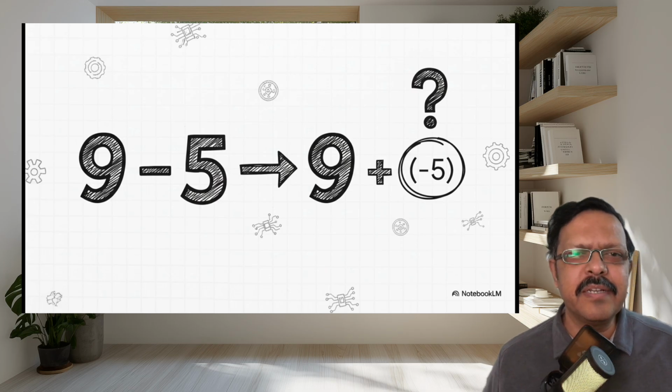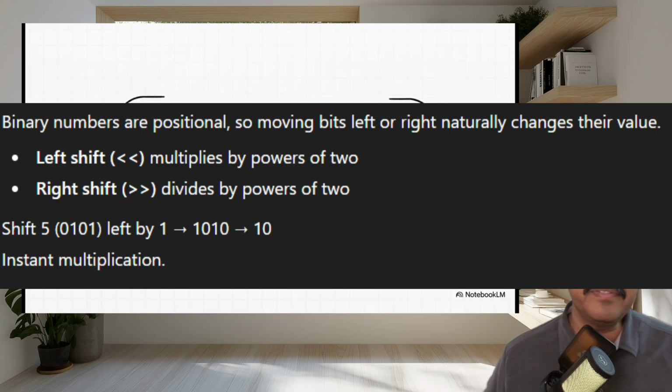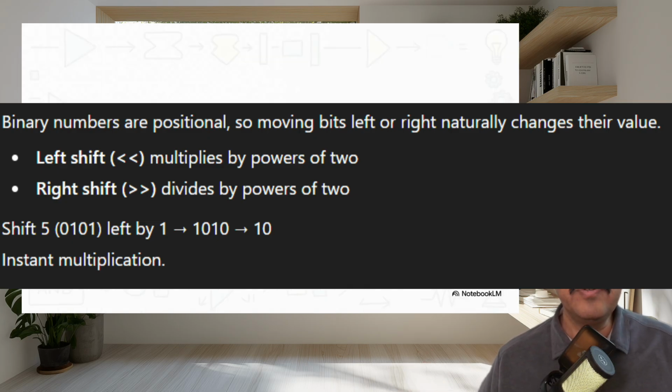So now let's look at another concept called shifts. The fastest way to multiply and divide is to shift. What is that? This is a very elegant idea. Binary numbers are positional, right? If you have 101, you basically have bits representing a decimal number in certain positions. So moving the bits left or right naturally changes their values.